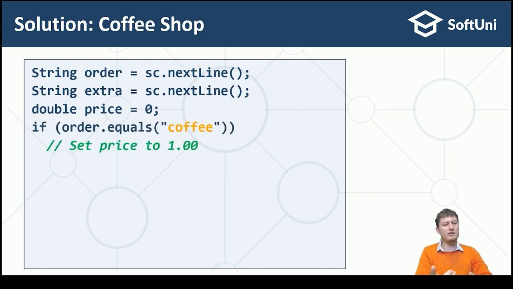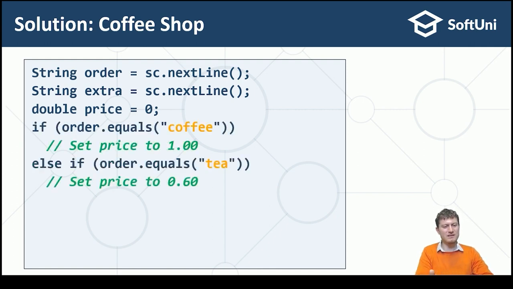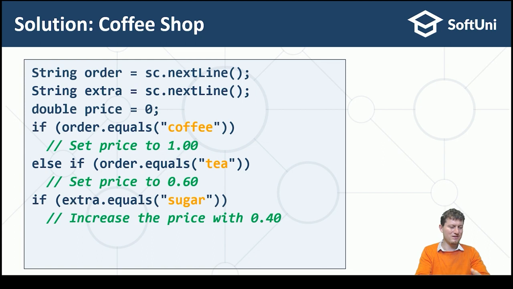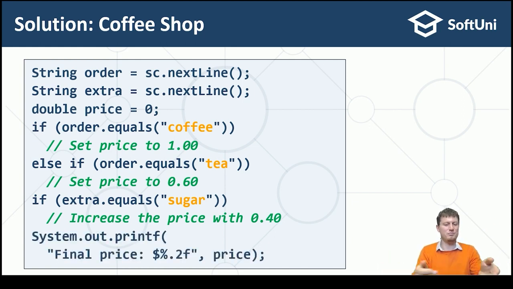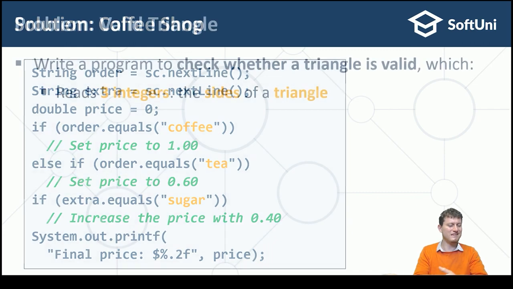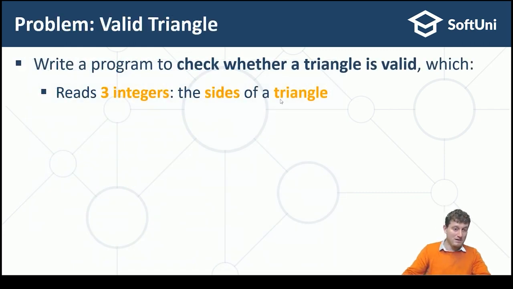We read the order, we read the extra, and if the order is coffee, we set the price. If it is tea, we set the price. If it is something else, we print error message and return. If the extra is sugar, we increase the price. We add additional value of 0.40 to the price. And finally, we print. This code doesn't handle the error situations, but I have shown you already how to handle them. Okay, so what's next?